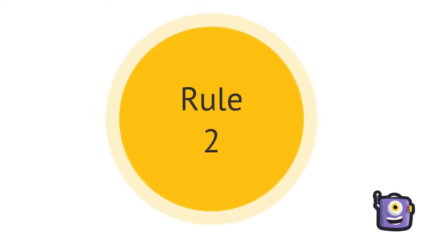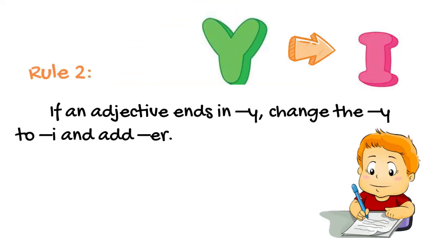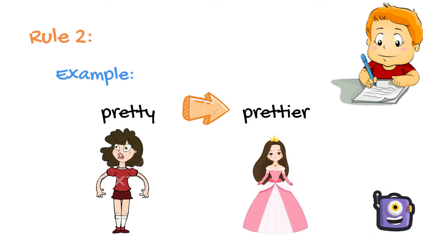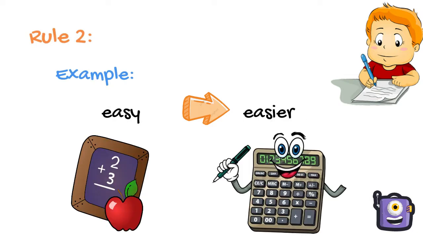Rule 2. If an adjective ends in y, change the y to i and add er. For example, repeat after me. Funny, funnier. Pretty, prettier. Easy, easier.